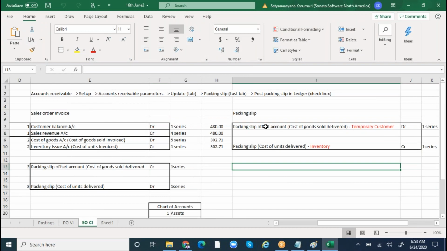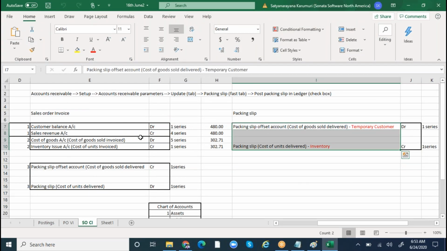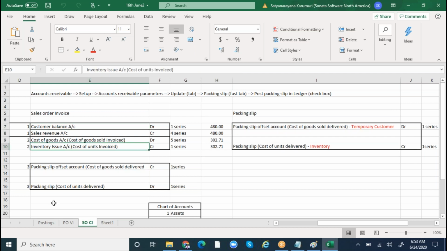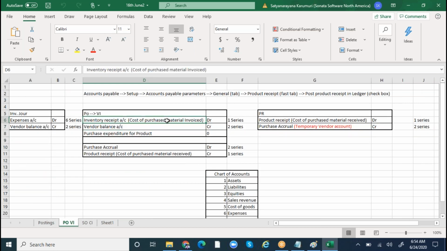In finance, I told you clearly, these are temporary accounts. Instead of these accounts, we are posting to temporary accounts. It is not inventory accounts. These are temporary accounts, I told you clearly.